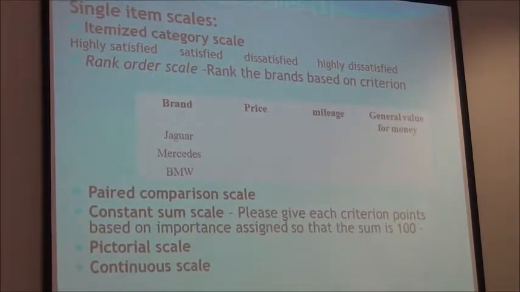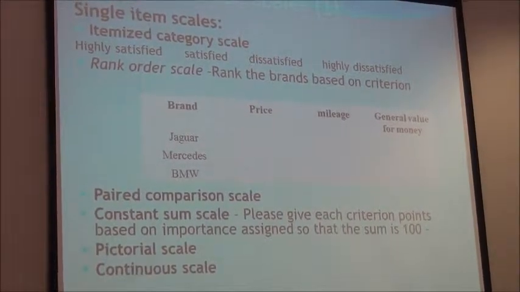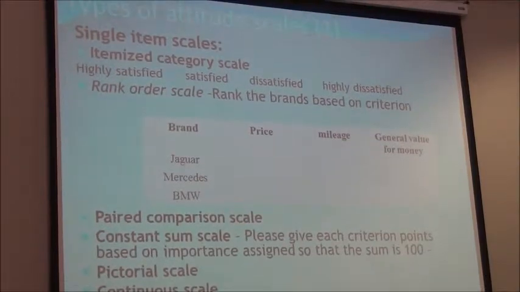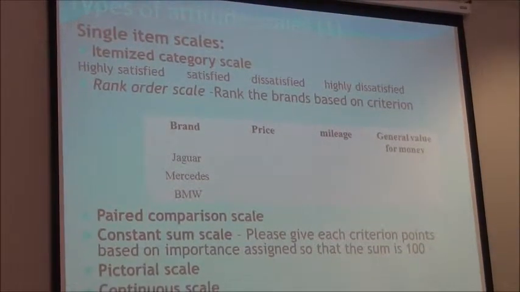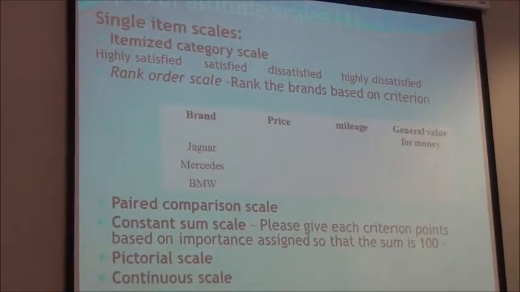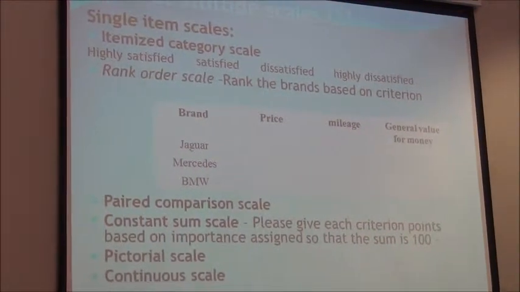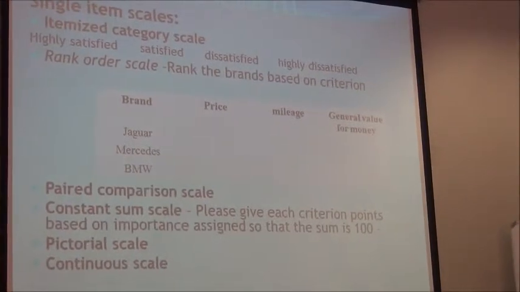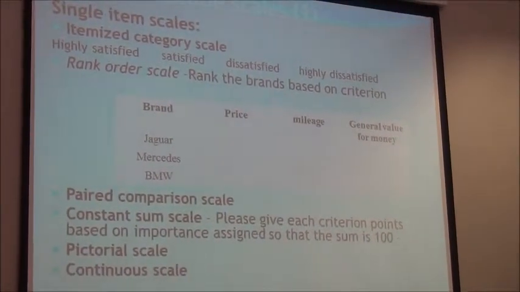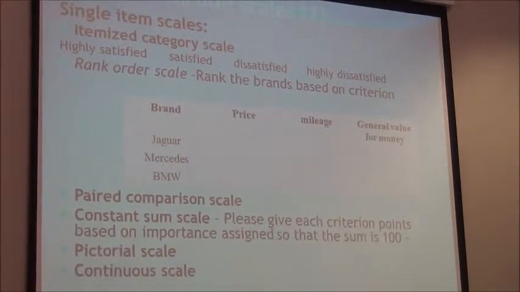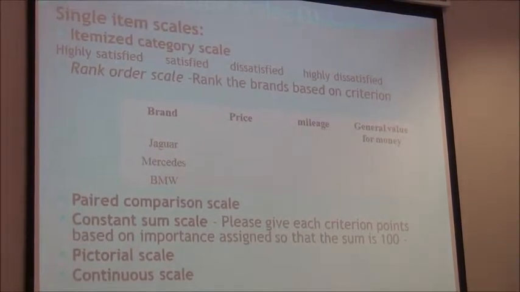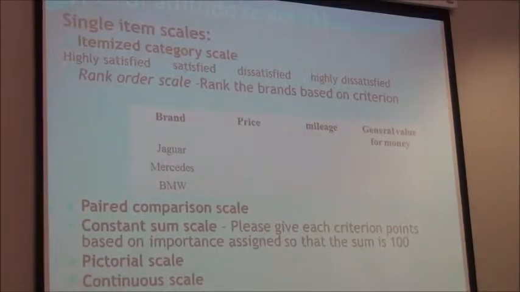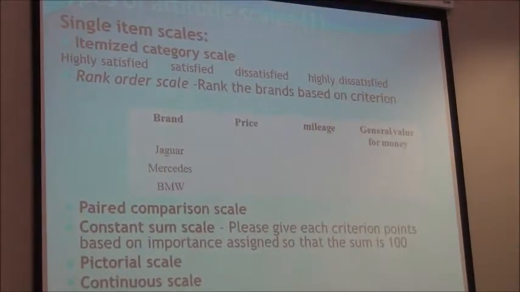So here's an example. I give you 3 makes of cars, and I ask you to rank them in order of importance on price, on mileage, and on general value for money. So you've got a 1, 2, and a 3. You've got to allocate 1, 2, and 3 to each one of these cars based on price, then based on mileage, and based on general value for money. So with one table, I get a lot of information, right?